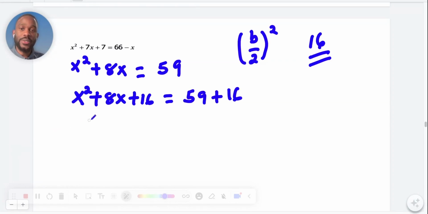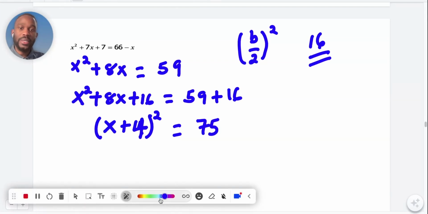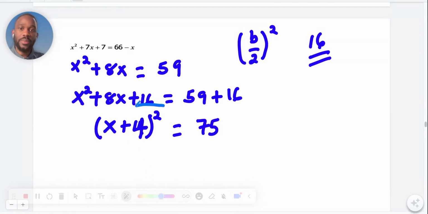So this is a perfect square trinomial. To factor this, it's very easy. You just get x plus b over 2, which is 4, squared. So that is what this factors to. On this side, you'll get 75. So at this point, guys, just take the square root of both sides of the equation. Square root here and square root here. Now let's do side work.